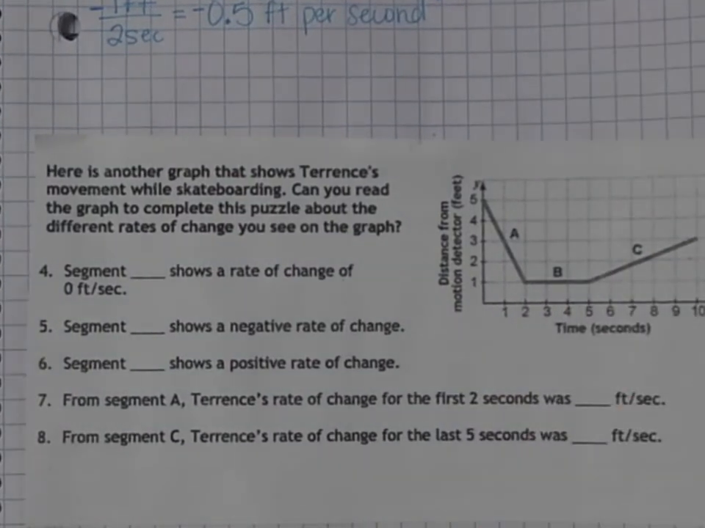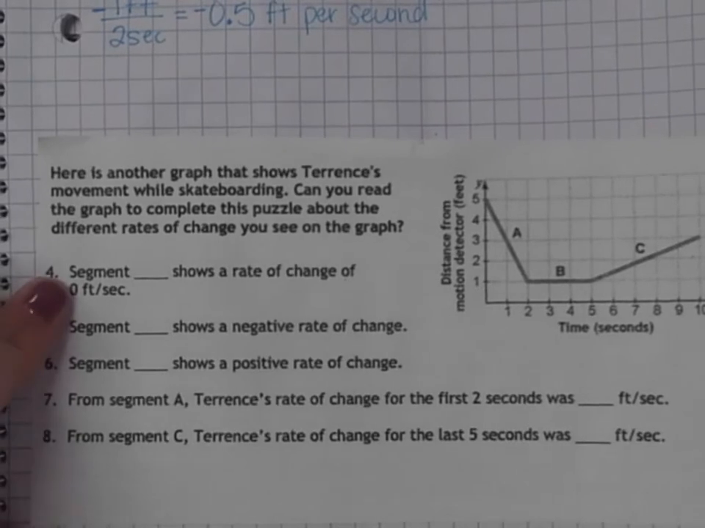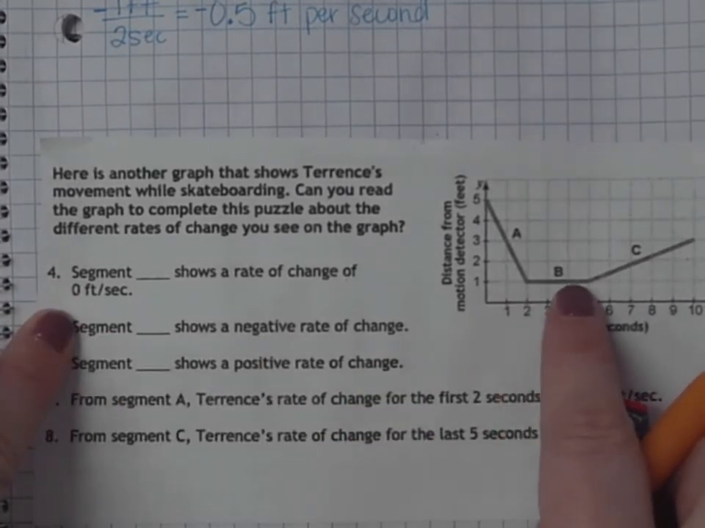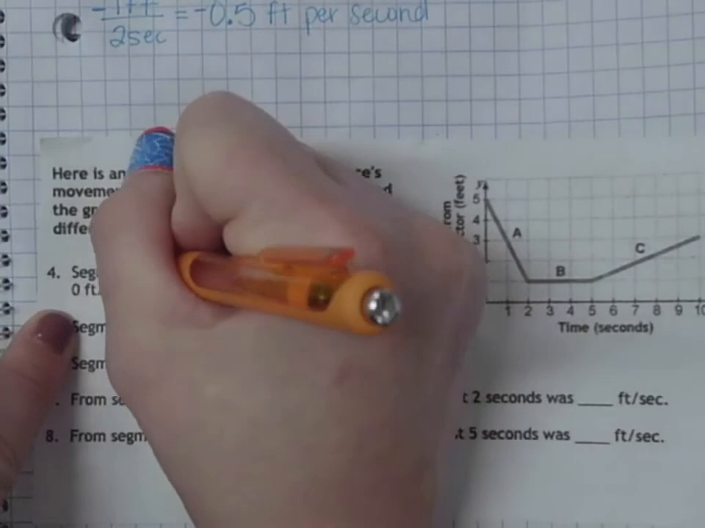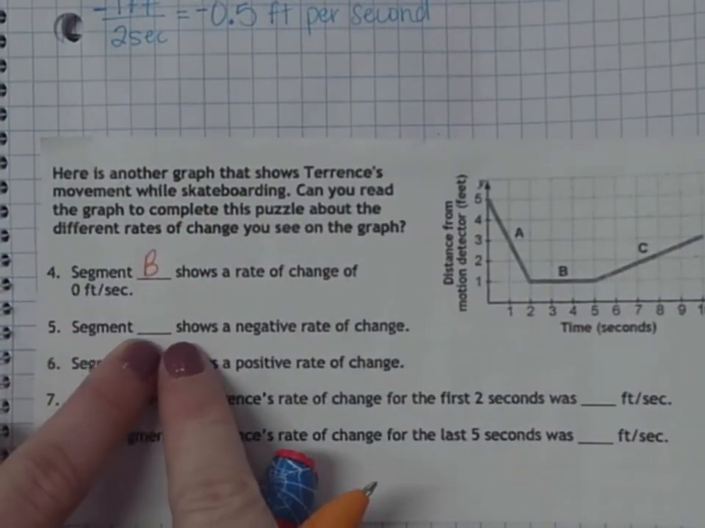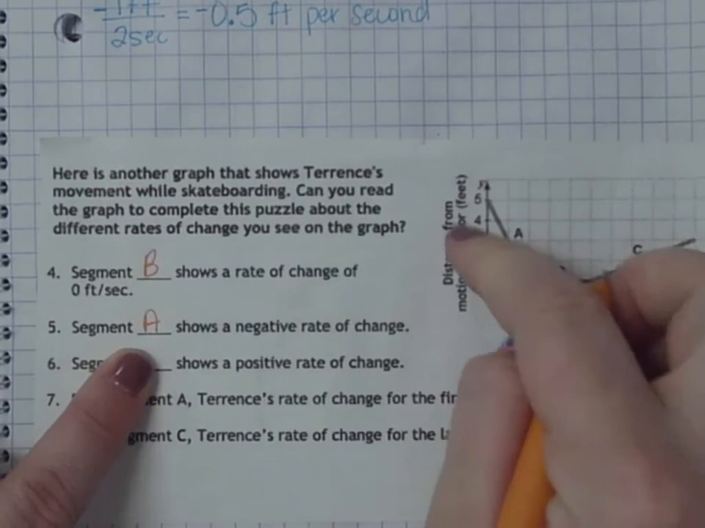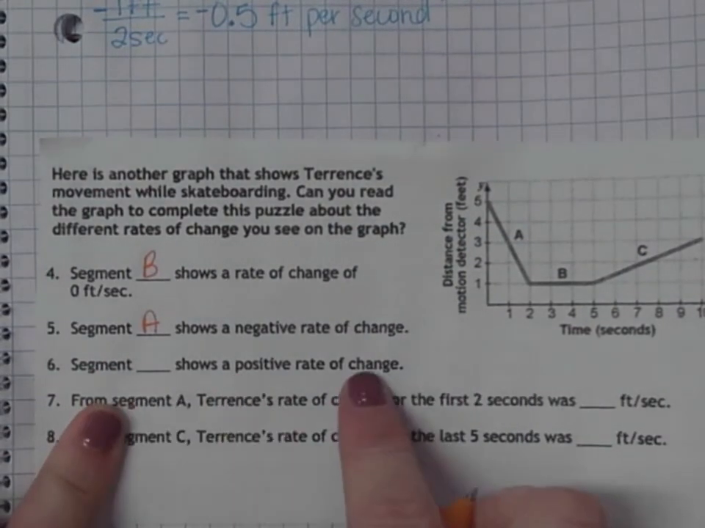Now I want you to see if you can answer these on your own. So pause the video, and then I'm going to go through them. Segment blank shows a rate of change of 0. Well, we know that that's a rate of change of 0 because it's moving 0 feet per second. So B. Segment blank shows a negative rate of change. Well, that would be A because it's going down. Segment blank shows a positive rate.